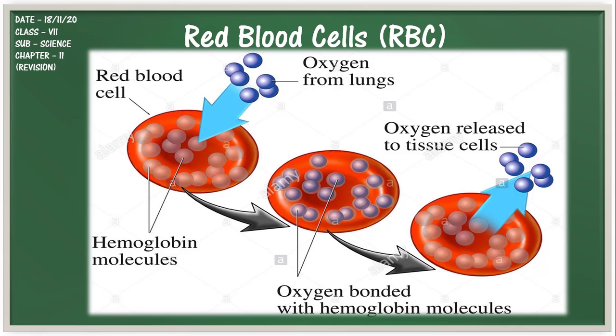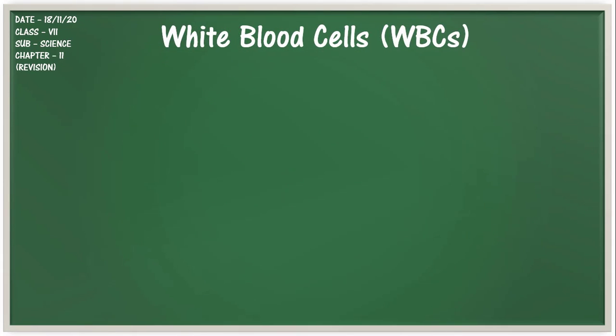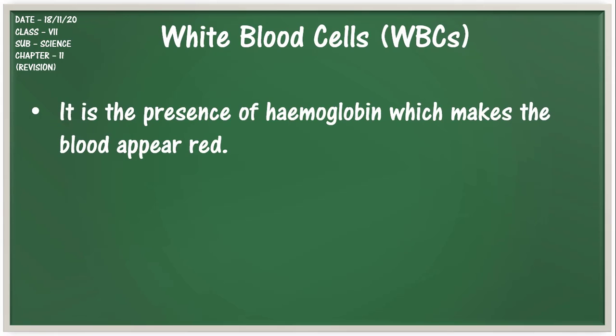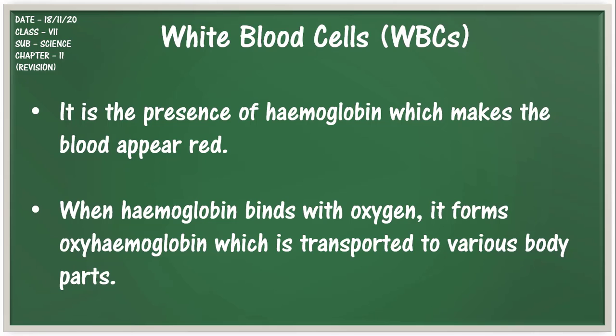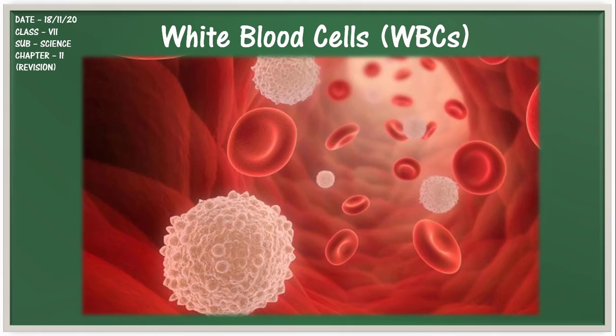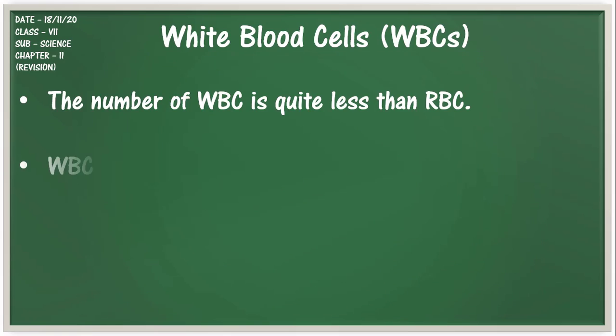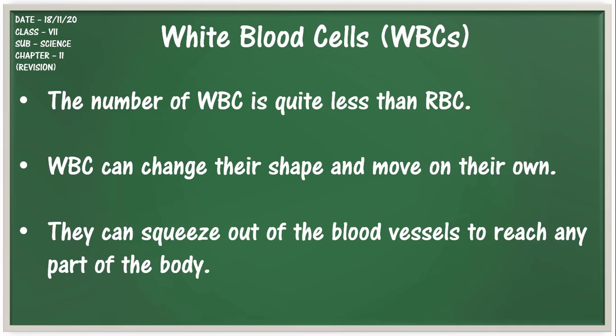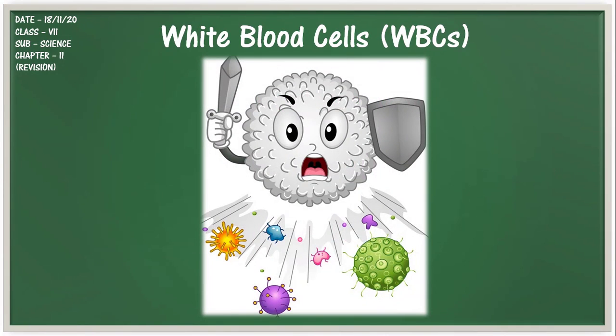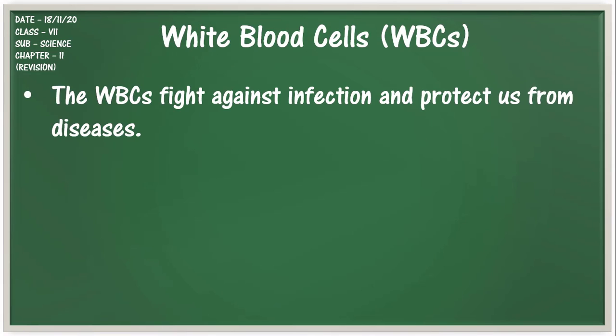WBCs. The number of WBCs is quite less than RBCs. WBCs can change their shape and move on their own. They can squeeze out of the blood vessels to reach any part of the body. The WBCs fight against infection and protect us from diseases. WBCs eat up the germs like bacteria that cause disease. WBCs also make antibodies that fight against infections.